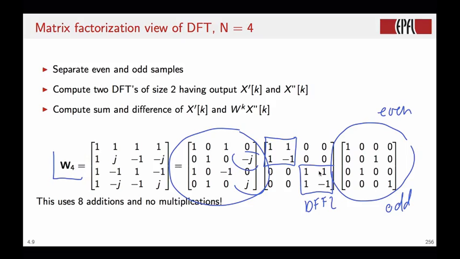Where are the additions here? 1, 2, 3, 4, 5, 6, 7, 8. Okay, 8 additions, no multiplication. So a DFT of size 4 is very cheap. Please remember.